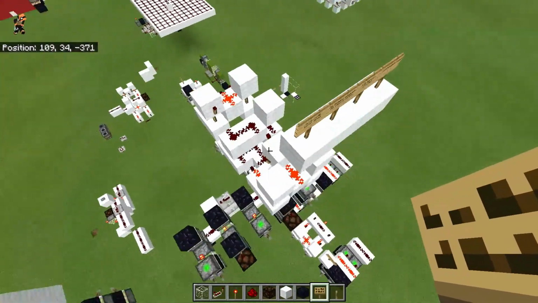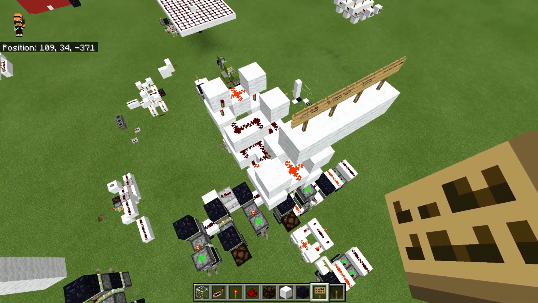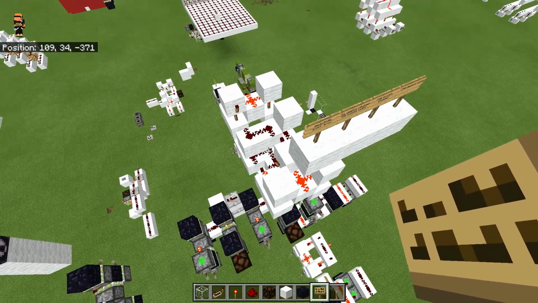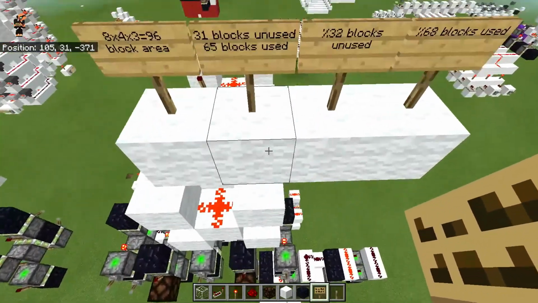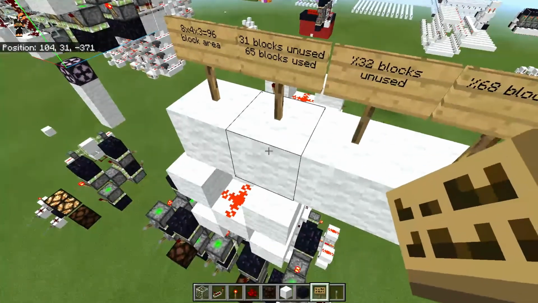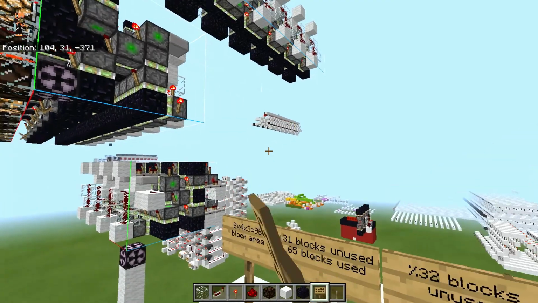Now, this adder is not space efficient, and I do believe I just said that earlier. If I didn't, I'm just repeating myself. But this right here is not space efficient. In fact, 32% of the blocks in this contraption are not used. That is unacceptable for my contraption, for my computer.